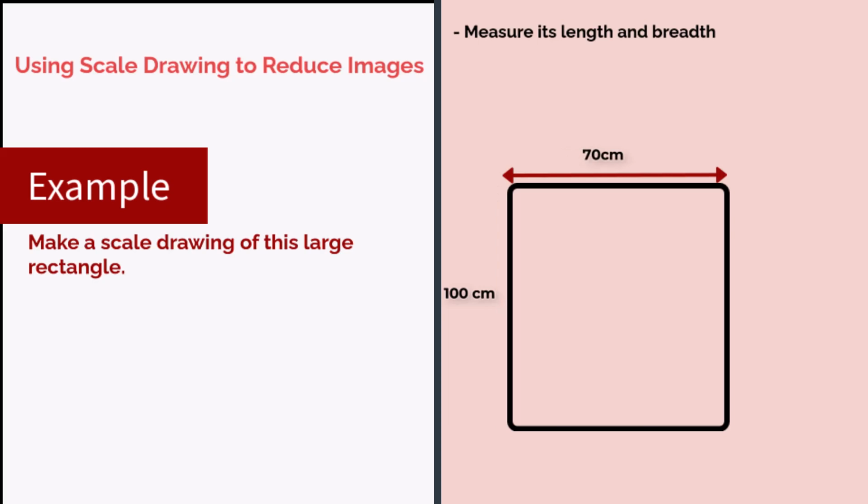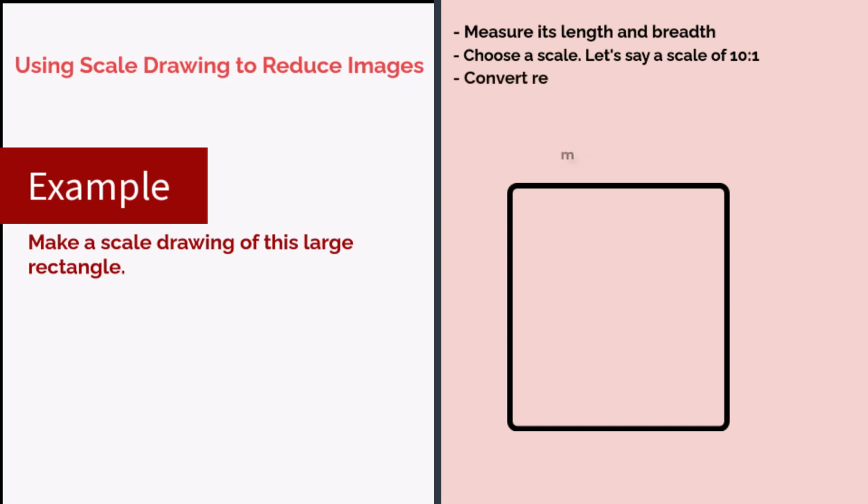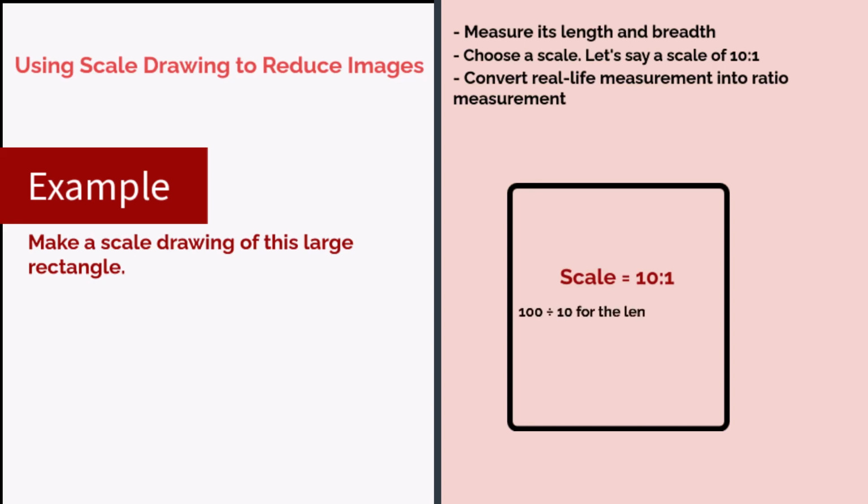Next, we choose a scale. Let's say a scale of 10 to 1. This means that for every 10 units on the real-life big rectangle would mean 1 unit in your notebook. To make it easy, we convert the real-life measurements of the big rectangle into the ratio measurement by dividing the real-life measurement by the ratio. That is, 100 divided by 10 for the length, which makes the scale length 10 centimeters, and 70 divided by 10 for the breadth, which makes the scale breadth 7 centimeters.